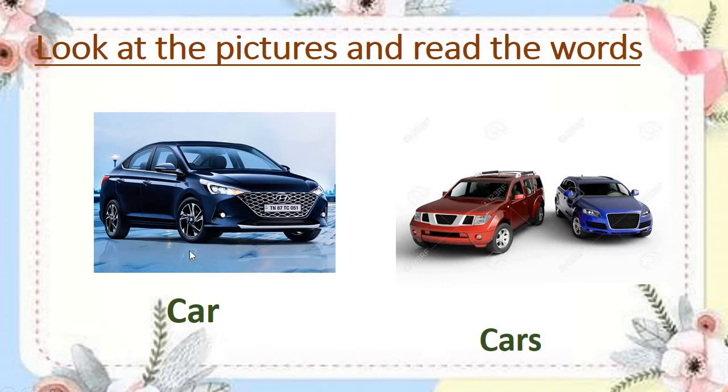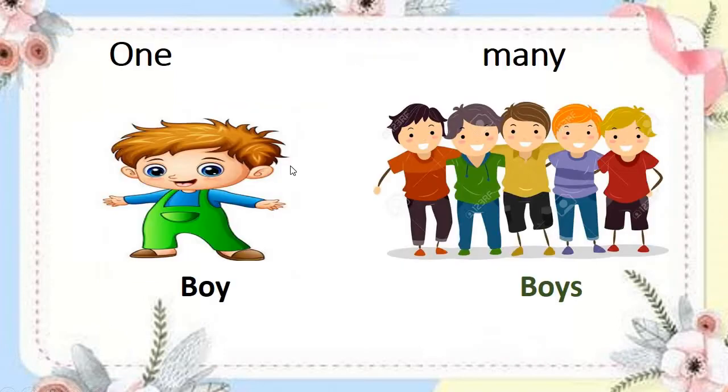See here there is one car, so car. There are two cars, so cars. S is there. We have added S to this word to show many. Understood children? Now see the next one.